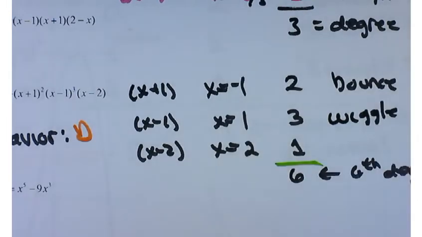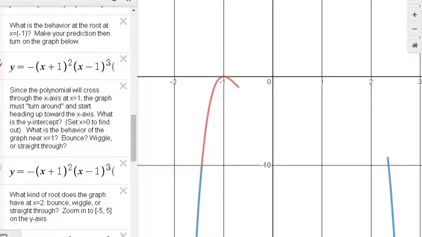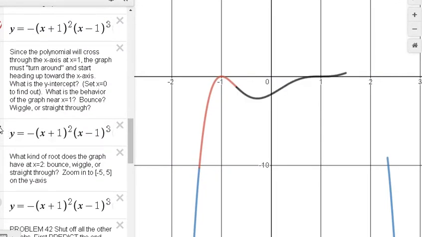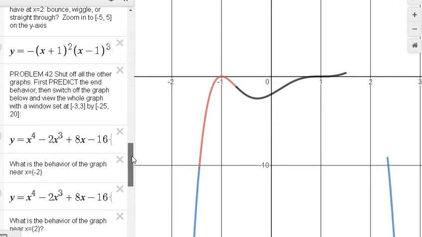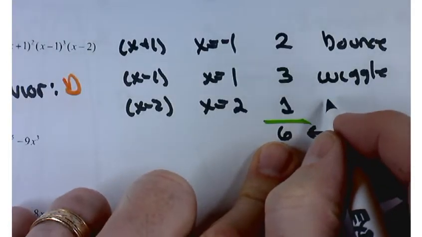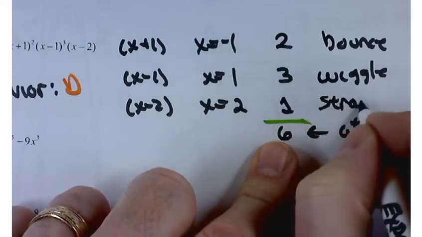So let's test it out here. Let me see a wiggle. Ooh, ah. Cool. It does exactly what we expected, right? It kind of wiggles through there. All right. Notice the difference between the bounce and the wiggle. Finally, let's get down to the last one. The last one was our term at x minus 2. And x minus 2 had a multiplicity of 1. So what's going to happen with a multiplicity of 1? Yeah, it's just going to go straight through.